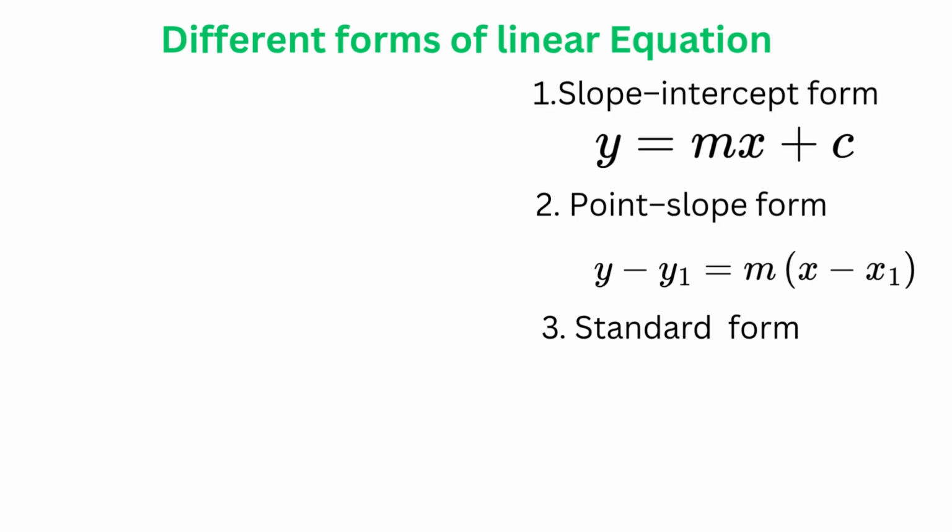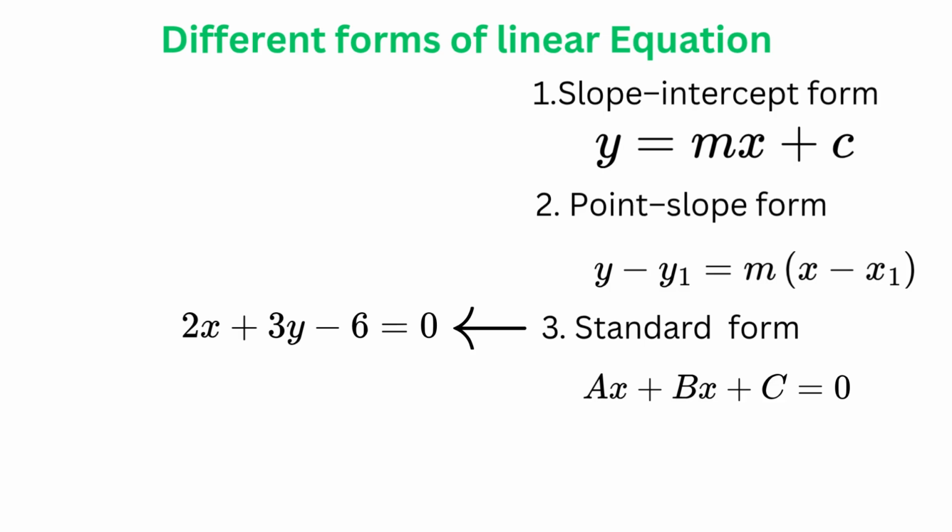Finally, we have the standard form of a linear equation. It's written as ax plus by plus c equals 0, where a, b, and c are constant numbers. For example, the equation 2x plus 3y minus 6 equals 0. That's a linear equation in standard form. So, remember, whether it's slope-intercept, point-slope, or standard form, they all represent the same straight line relationship. Just different styles of writing the very same line.